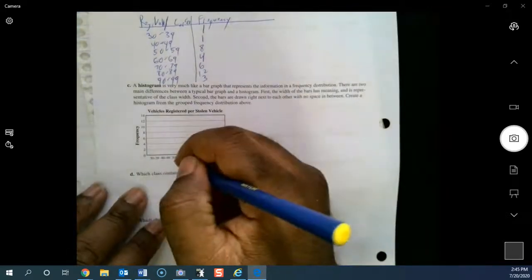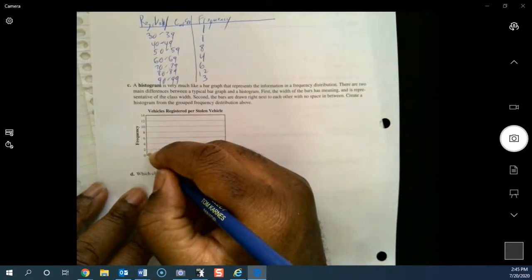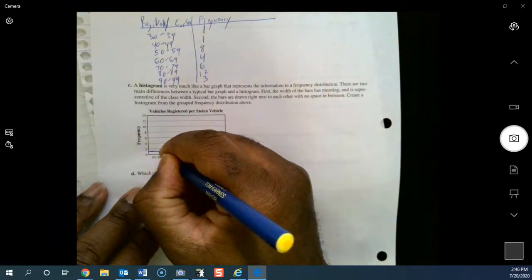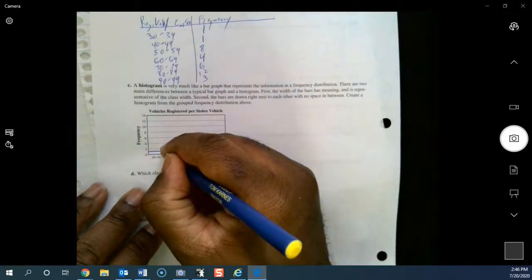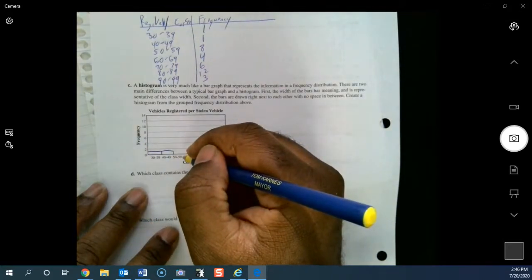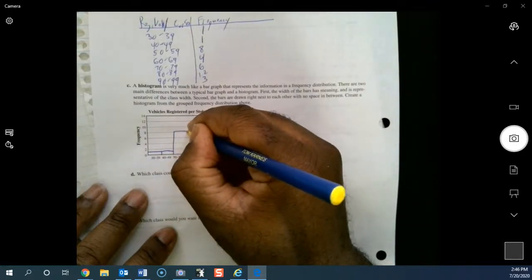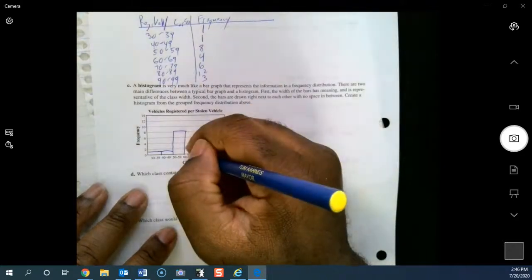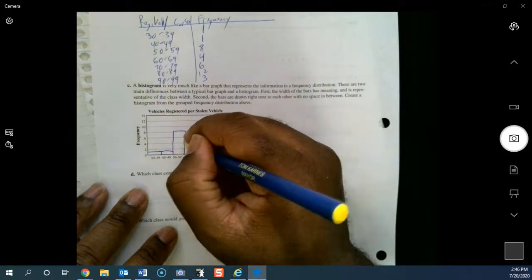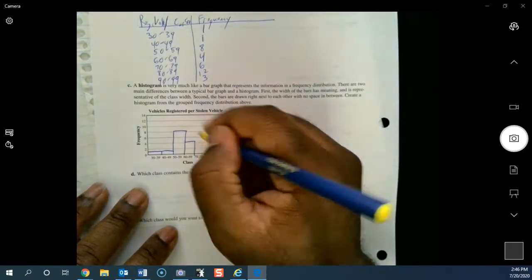So we know from 30 to 39 is just 1. So if you notice here, it goes from 0 to 2, so that's the halfway point. So we would start here from the 0 to the 39. That is 1. 40 to 49 is also 1. Now 50 to 59 is 8. So we'll go up to 8 and make sure we cover the 50 to 59. Now the 60 to 69 is actually 4. So we'll go up to 4, and that'll cover the 60 to 69. Then the 70 to 79 is 6.